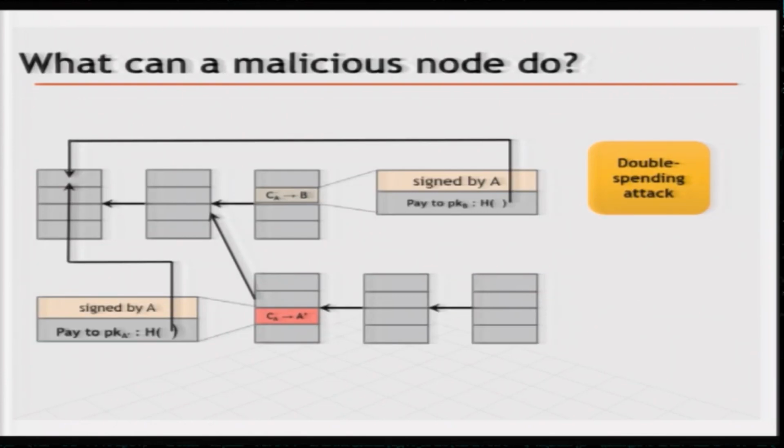So, let us say I have the blockchain until this, and then I make a transaction which makes it into the next block. So, I am giving some money to B, and CA is the coin that I have right now, and I sign it.